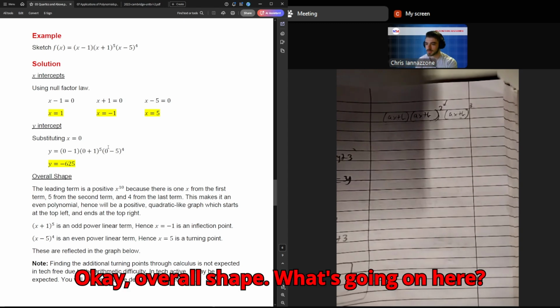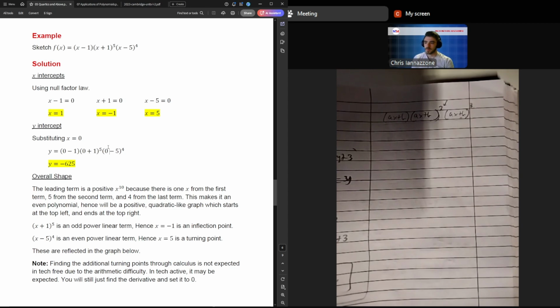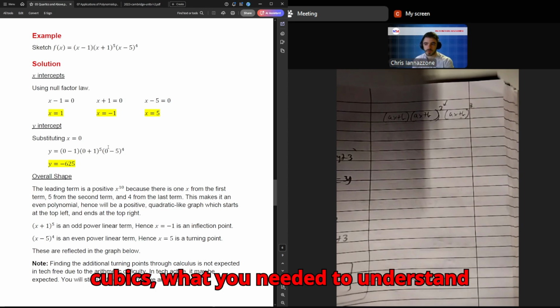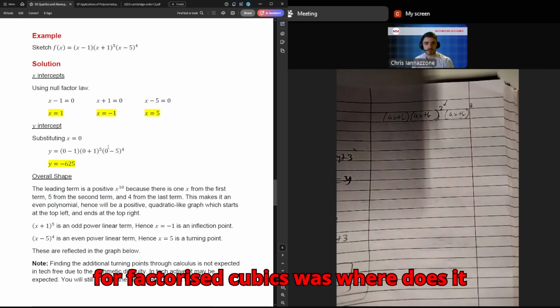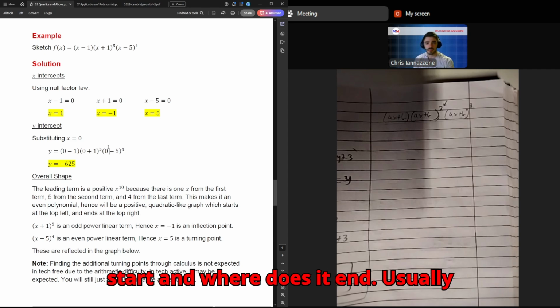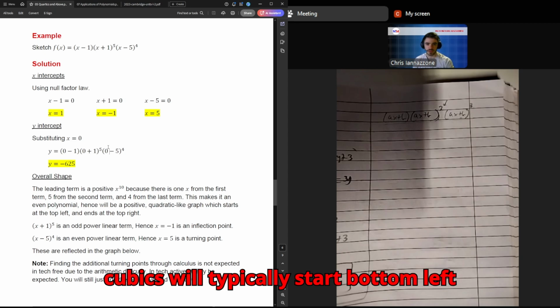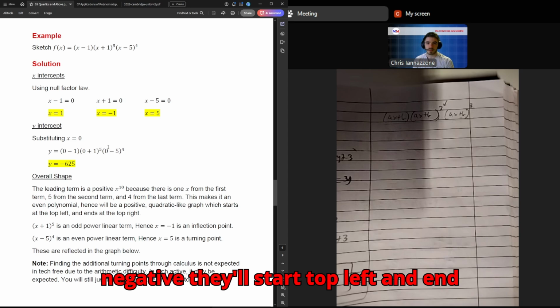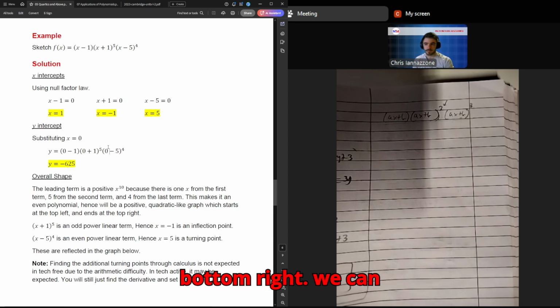Okay, overall shape. What's going on here? Well, if you recall from sketching cubics, what you needed to understand for factorized cubics was where does it start and where does it end. Usually, cubics will typically start bottom left and end top right, and if they're negative, they'll start top left and end bottom right. We can take this to the next level.